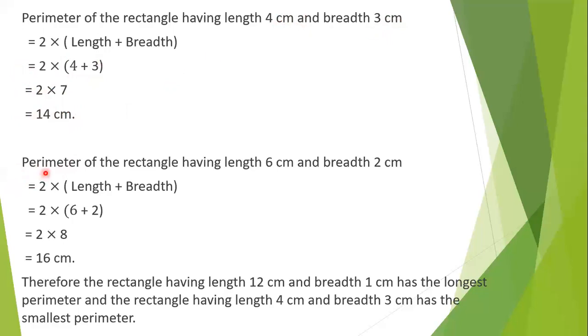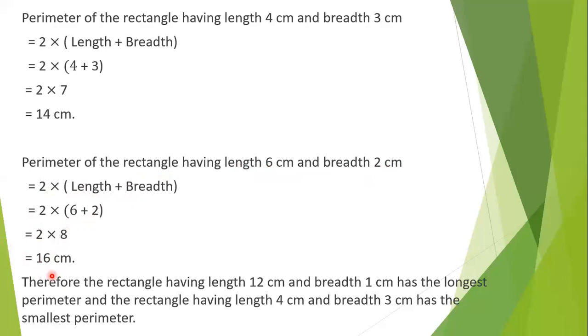Now we have one more type of rectangle. What is the measure of that rectangle? 6 centimeter length and 2 centimeter breadth. How many rectangles are there in this measure? We are having 3 rectangles with length 6 centimeter and breadth 2 centimeter. Same formula for perimeter. Perimeter is equal to 2 into (length plus breadth). Here length is 6 centimeter and breadth is 2 centimeter. 6 plus 2, 8. 2 into 8 is 16.